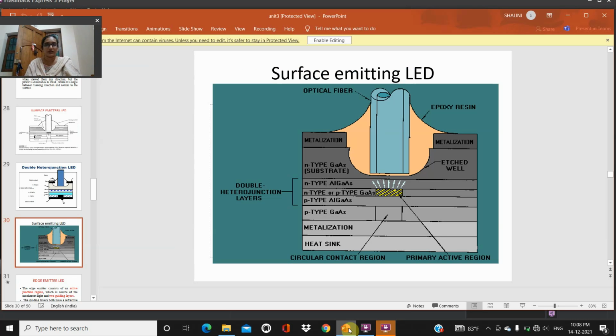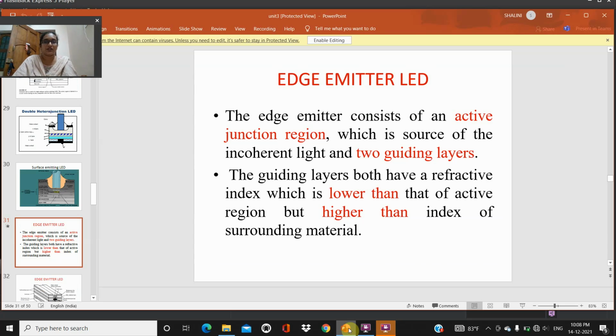Next, surface emitting LED. The radiation pattern should be like this. The orange colored part indicates the radiation pattern, showing how the radiation will be emitted from the active region. N-type or P-type gallium arsenide double heterojunction layers are used here, and the optical fiber is cemented inside the substrate.